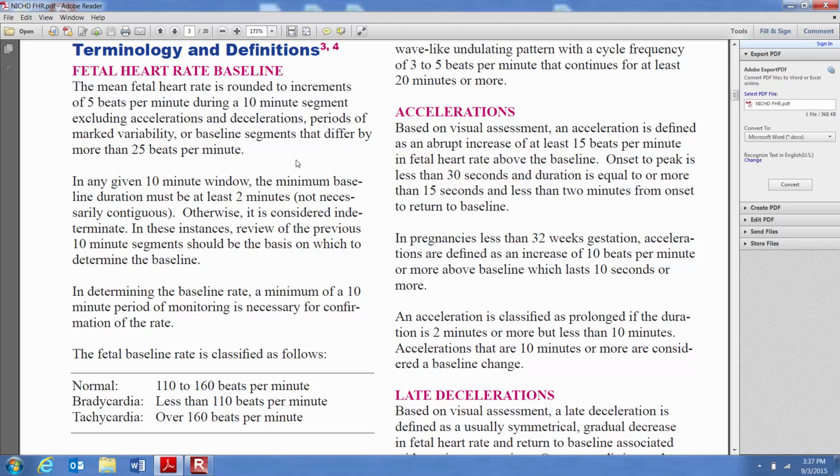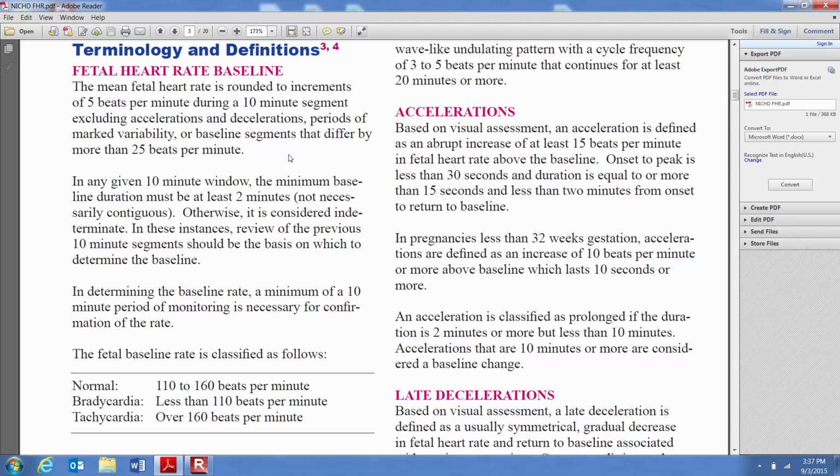so we look at the 10-minute tracing, we average the baseline, we look at the average of the heart rate baseline, and that is what we write in our charting. We won't put like 110 to 130 is the baseline. We will put one number, and so that's why you kind of want the average. If you drew a line through the middle of that baby's heart rate tracing, where would that line be? Would it be 135 or would it be 130? Okay, so that's how we determine baseline.